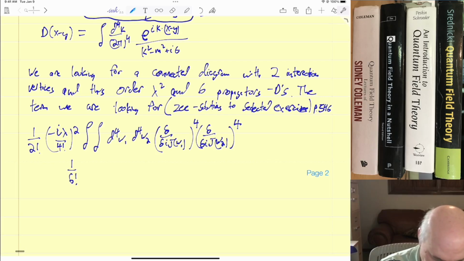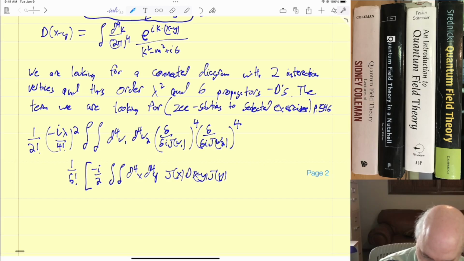So 1 over 6 factorial in the Taylor expansion, minus i over 2 double integral d^4x d^4y J(x) D(x minus y) J(y), to the 6th. So you can see basically we're going to take 8 derivatives. Each derivative knocks off a J. So we have 2 J's to the 6th power, which is 12 J's, 12 sources. We knock off 8 of them, we're left with 4 sources, which is what we want. We have 2 incoming mesons and 2 outgoing mesons.